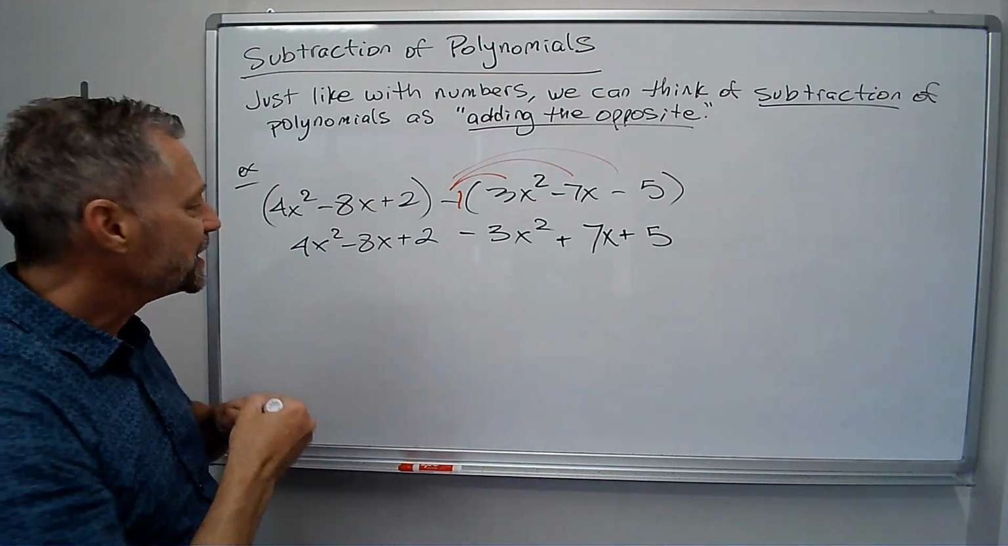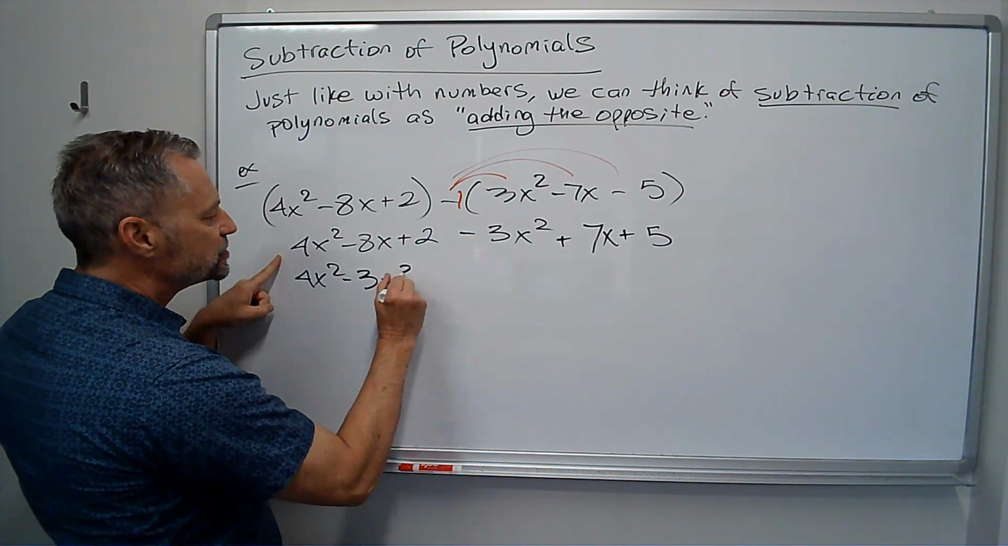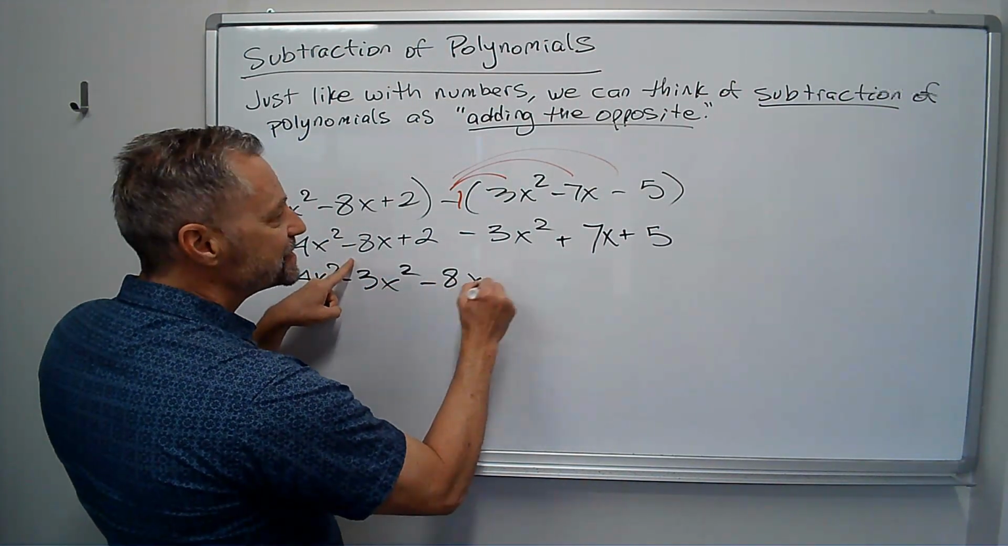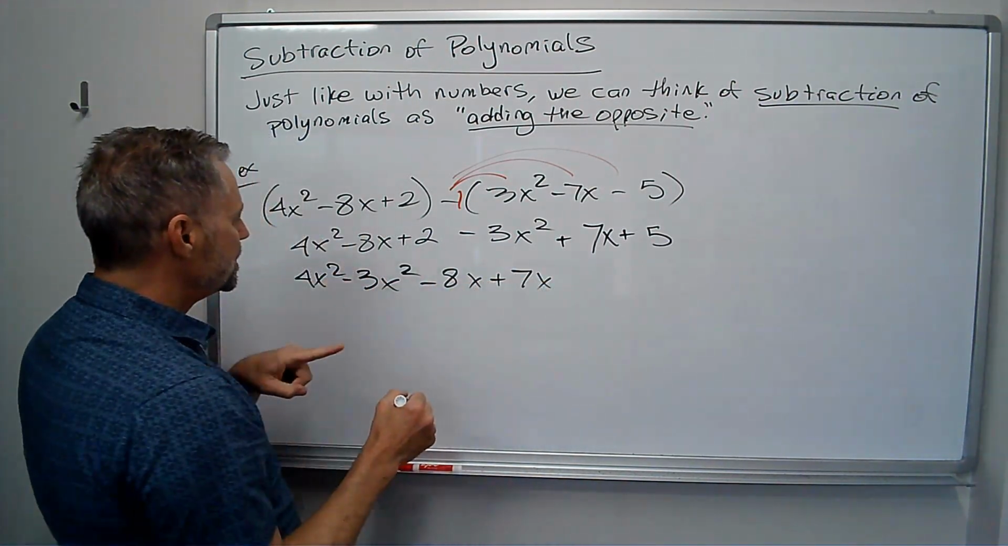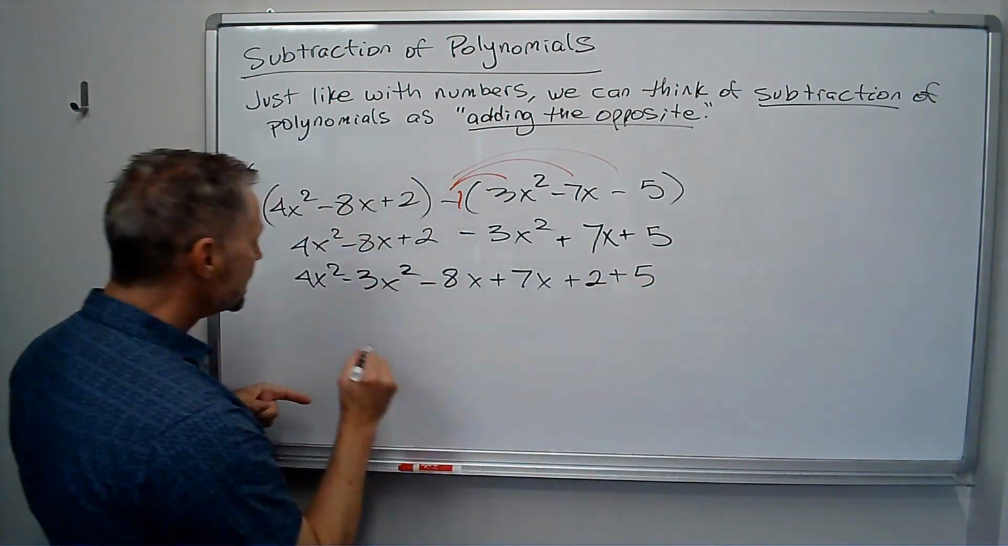Okay, now I just combine like terms. So I've got the 4x squared minus the 3x squared. Those are like terms. The minus 8x and the plus 7x. And I've got the 2 and the plus 5. And I can combine like terms.